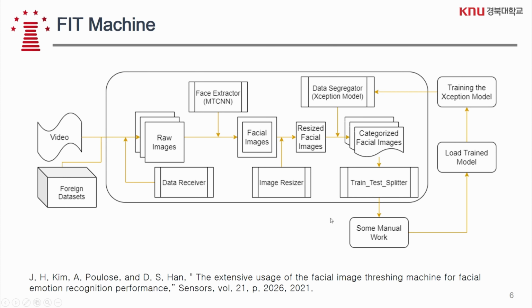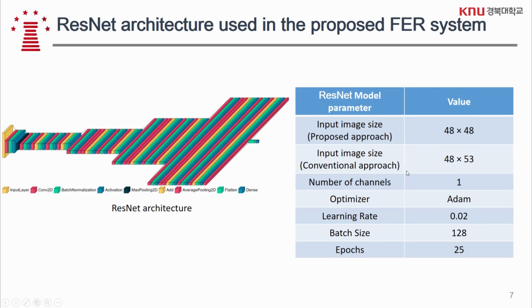For the pre-processing we used our previously proposed system. It's called fit machine. The fit machine does the cropping and resizing of the images and makes the images suitable for model training. So here is our architecture of fit machine. For more details about this fit machine, please refer to our previously published paper. After the fit machine, the input is compatible with the model with the resized images. Here is the ResNet architecture used in the proposed FER system.